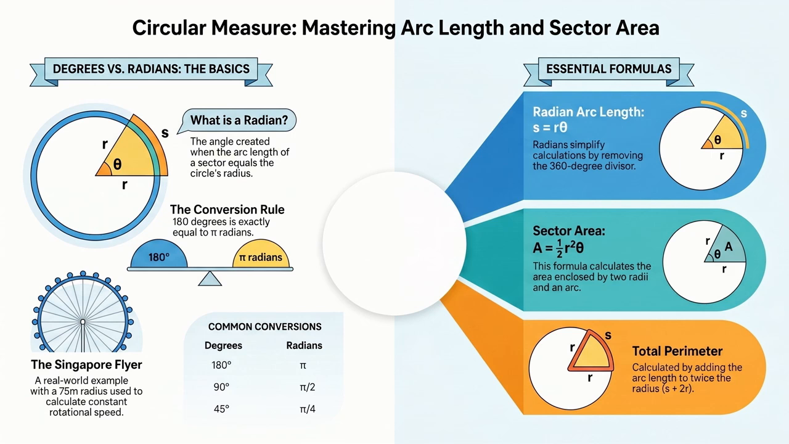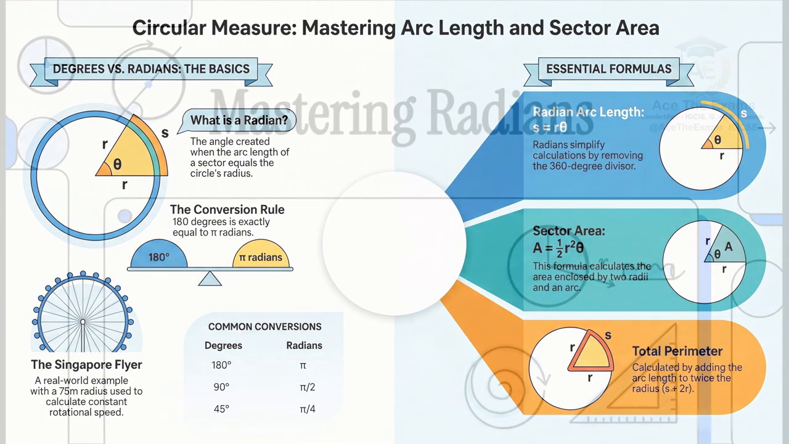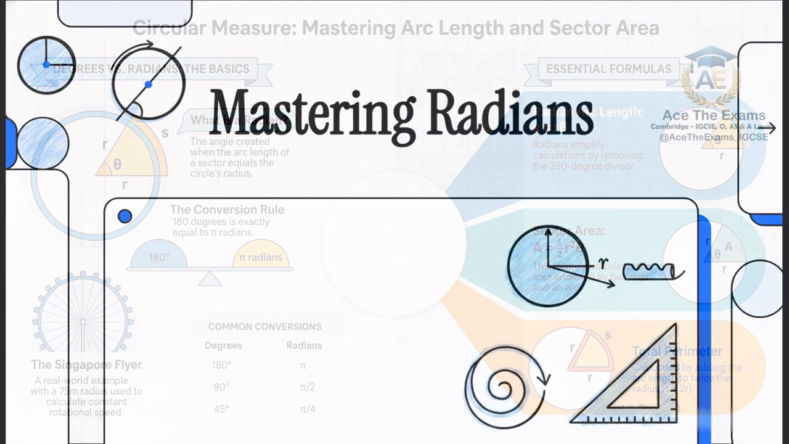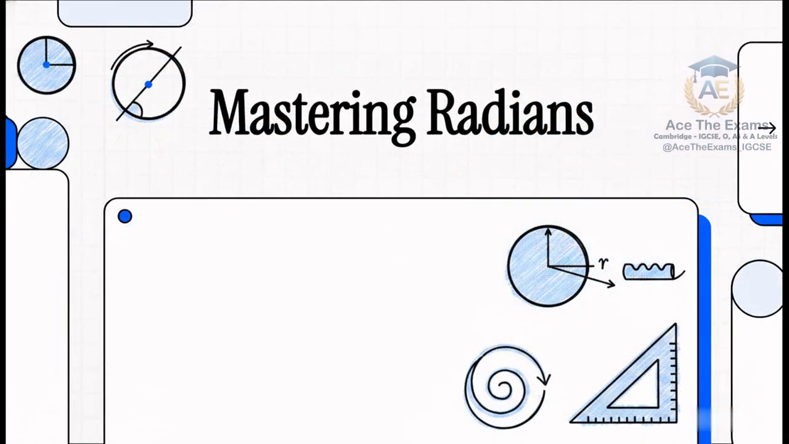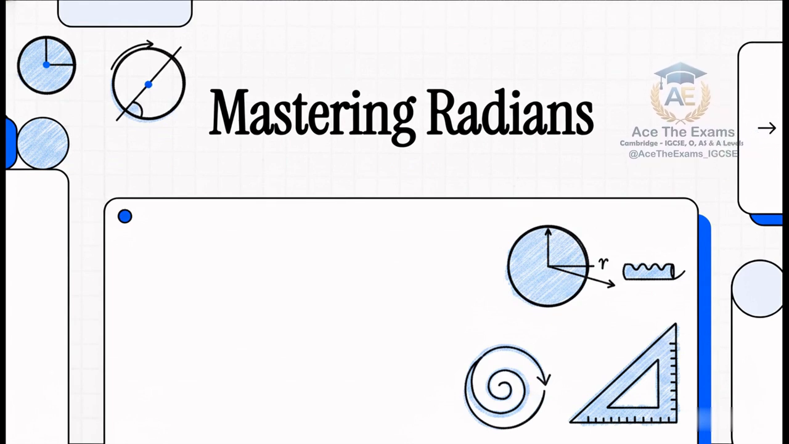Welcome to this explainer. Today, we're diving deep into Cambridge Syllabus 0606, and we're tackling a massive topic, mastering circular measure and the absolute power of radians. But listen, we aren't just going to look at the math today. We're going to look at the strategy behind the math.